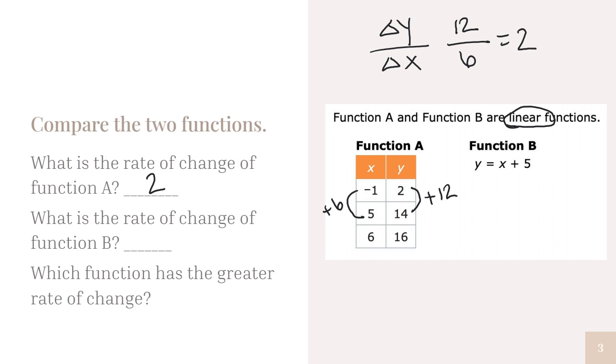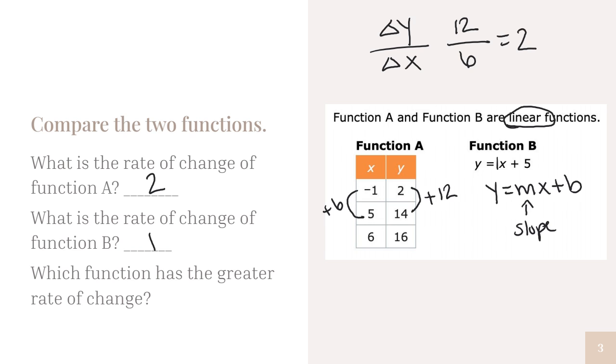Now, for function B, this equation is in slope-intercept form, which is y equals mx plus b. Remember that for the rate of change, that's the same thing as slope, and that is m, right? So what is in the place of m right now? So what's in the place of m would be 1, because anytime that I have x by itself, there's a 1 there.